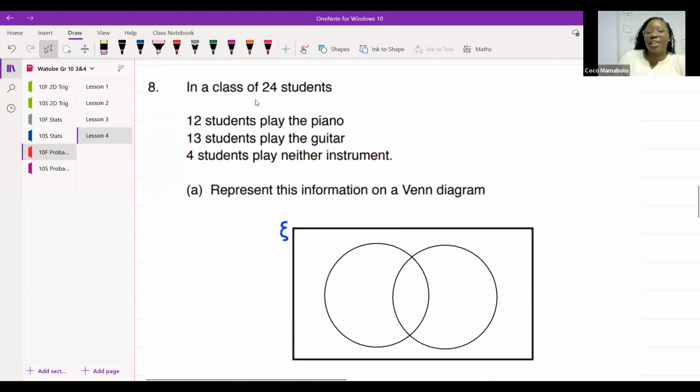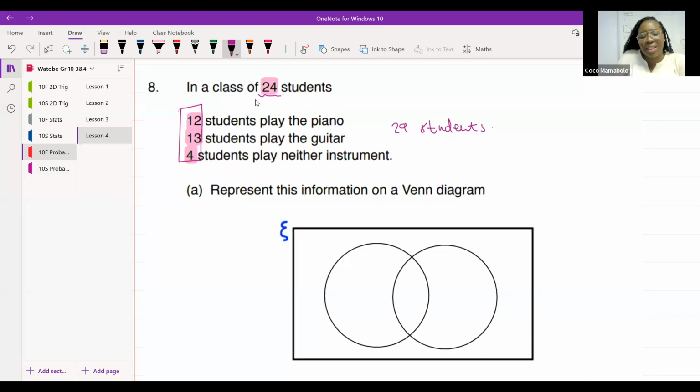Now I want us to note something, Mfundo, before I take your question in just a second. This question says, in a class of 24 students, 12 play piano, 13 take guitar, and 4 students play neither instrument. Now, here's the problem, guys. There are only 24 of us in the class. If I add up these numbers, how much do I get? Correct. I get 29, which doesn't quite strike a thing with me.